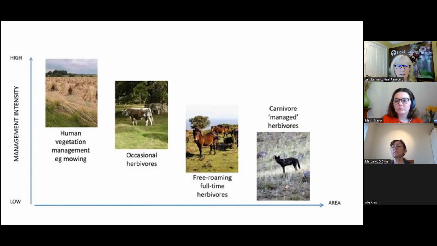That needed disturbing. And then the bigger the area, the more you can bring in herbivores and omnivores to do the work for you. And then on the very right-hand side are the massive areas where you would get herbivores managed by carnivores. You get the complete system.